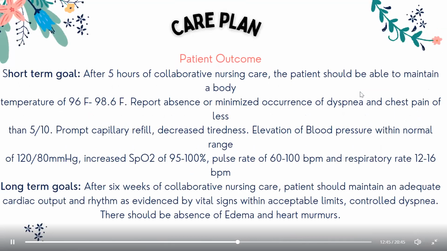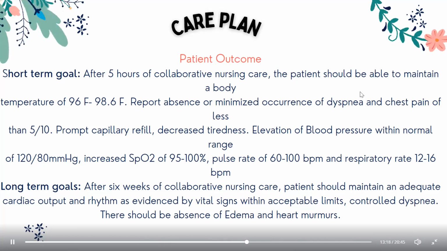Patient outcome. Short-term goal. After 5 hours of collaborative nursing care, the patient should be able to maintain a body temperature of 96 degrees Fahrenheit to 98.6 degrees Fahrenheit. Report absence or minimize occurrence of dyspnea and chest pain of less than 5 out of 10. Prompt capillary refill. Decreased tiredness, elevation of blood pressure within normal range of 120/80 millimeters of mercury.